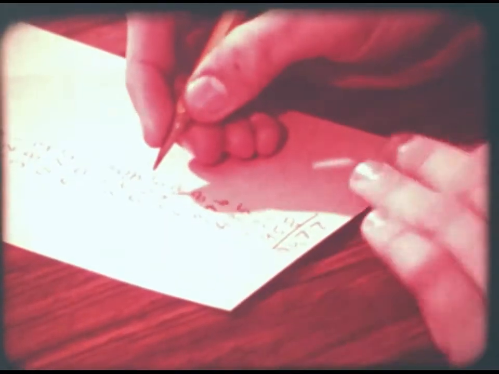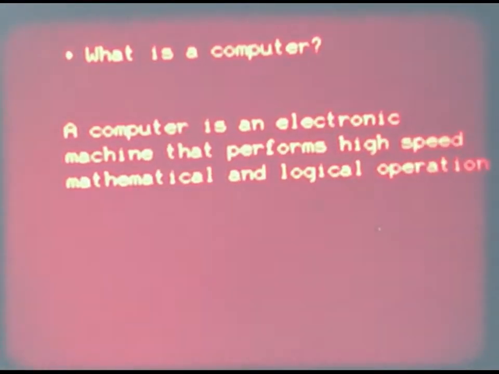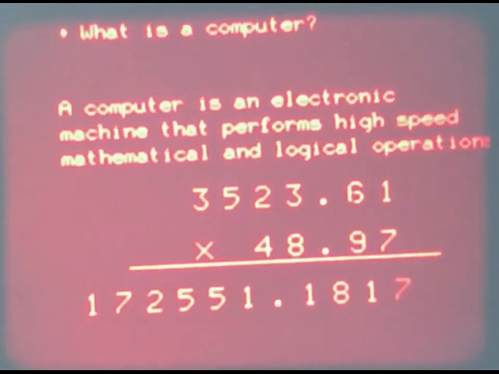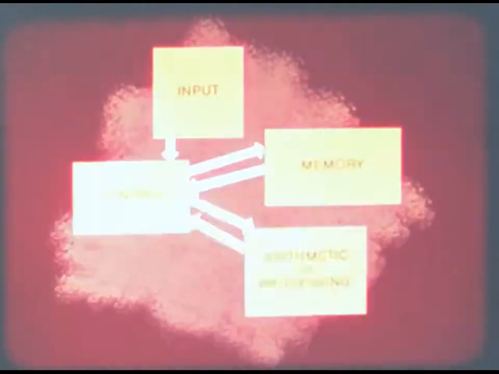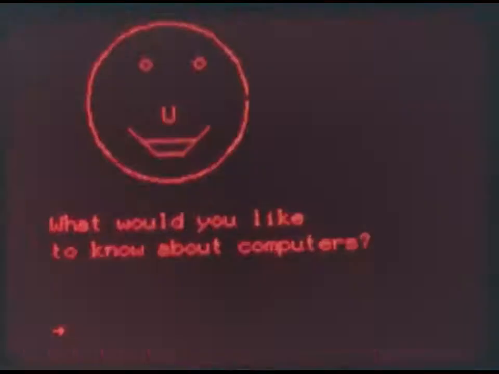So let's review what we found out about computers. A computer is an electronic machine that performs high-speed mathematical or logical operations. Its operational functions are input, control, memory, arithmetic or processing, and output. Computers affect our lives in many ways because they greatly increase our ability to accumulate large amounts of information, to analyze it, to store it, and to recall it when needed.